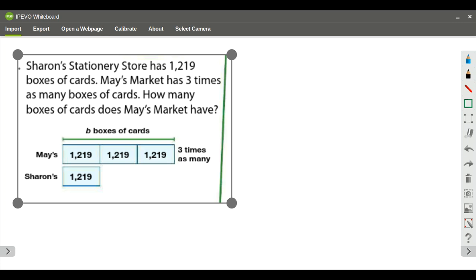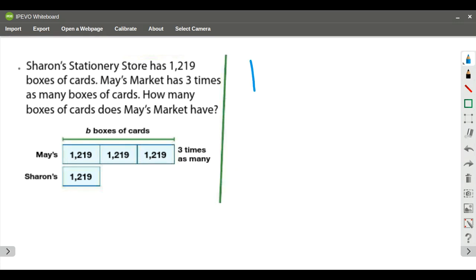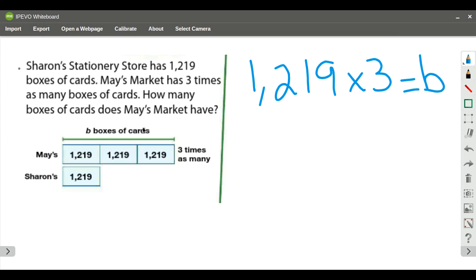So if I take the information that I have, the first value that I have is the 1,219, and I have this value right here, 3 times as many. So I'm going to multiply that by 3. And in this problem, they did give me the variable. They did give me what the total is. The total is going to be B for boxes of cards. So from there, I can go ahead and solve.